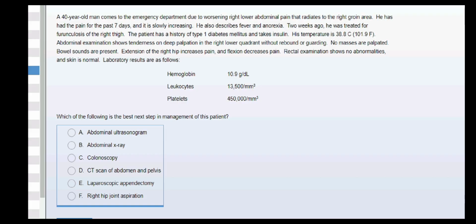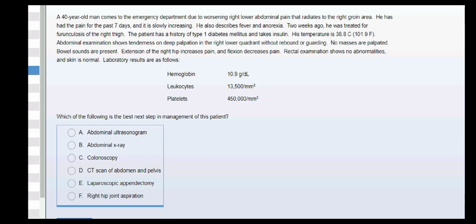Extension of the right hip increases pain and flexion decreases pain. This is what we call the psoas sign. When you extend the hip, that increases the pain, but flexion decreases pain. Rectal examination, no problem. Skin good. Hemoglobin good. Platelets, everything's good. Which of the following is the best next step in management?